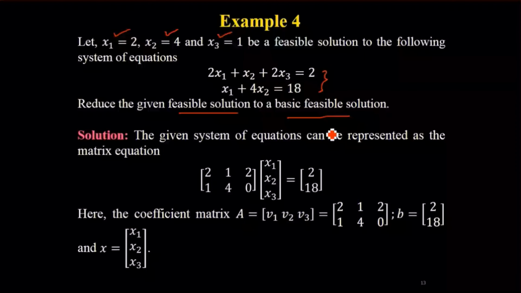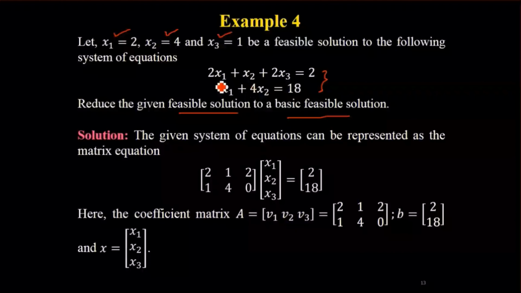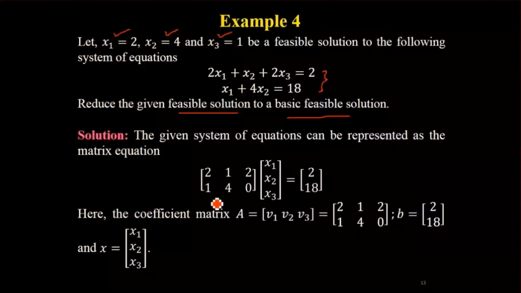How to do? Let us see. In matrix form, if you write these equations, the coefficient matrix will be 2 1 2 row-wise, the second row will be 1 4 0, and the right side vector is 2 18.